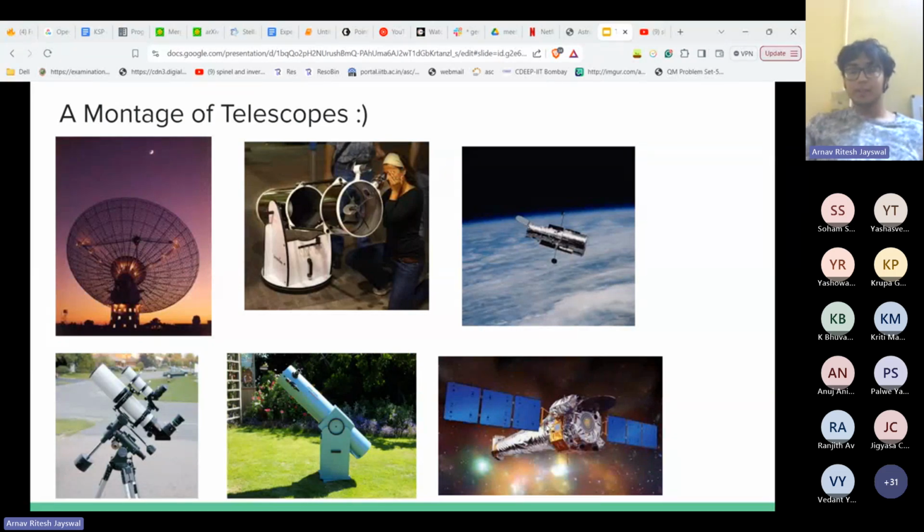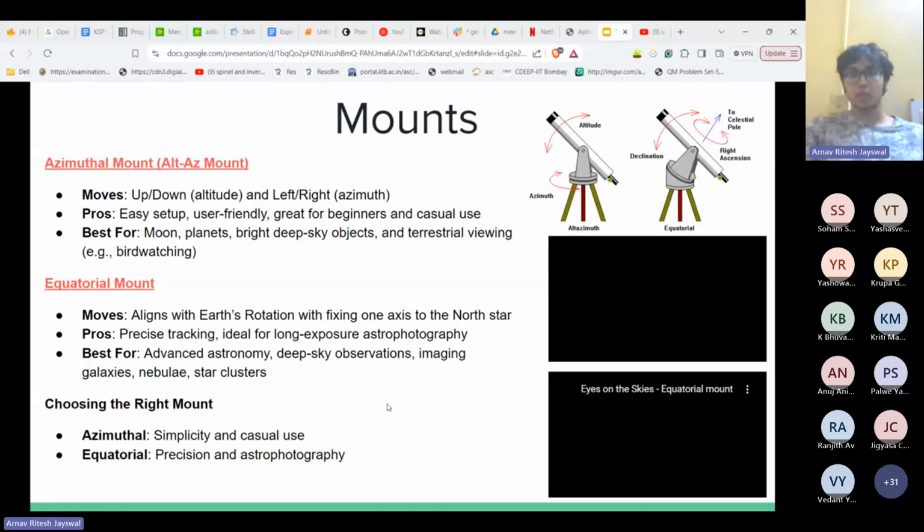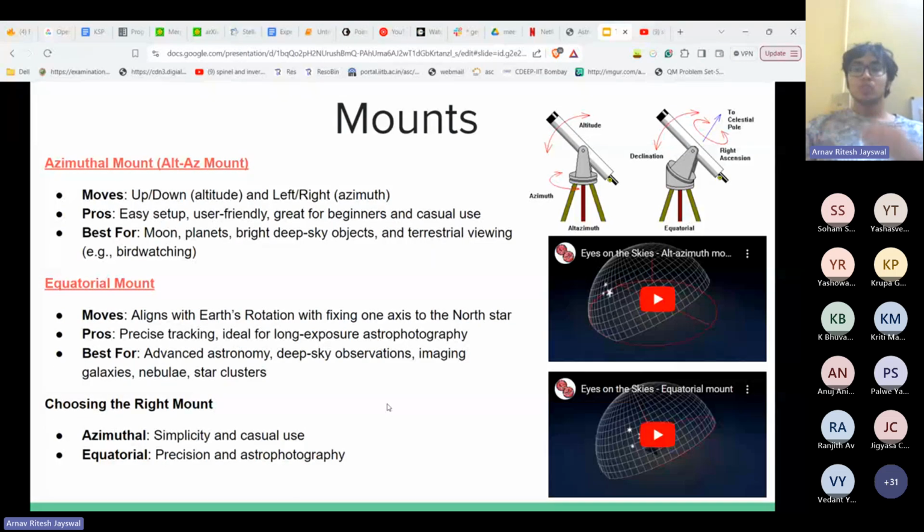It sees light in the X-ray wavelength, and it is in deep space, and has captured some glorious images. And then the other two, we will just come to them in a minute. These are the telescopes we have in our storage, and they are of two types, which we'll just come to in the next slide.